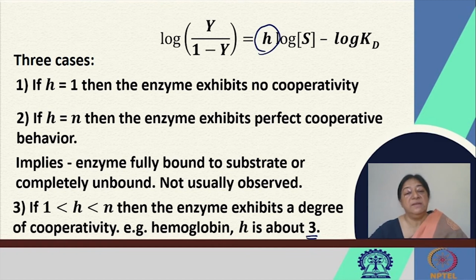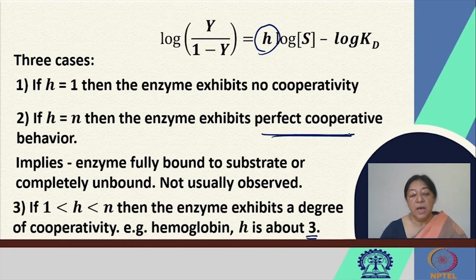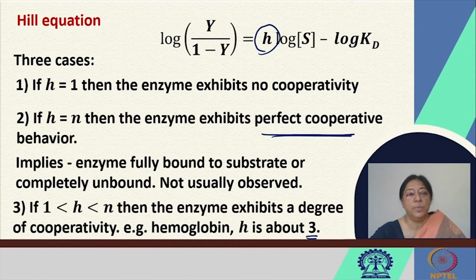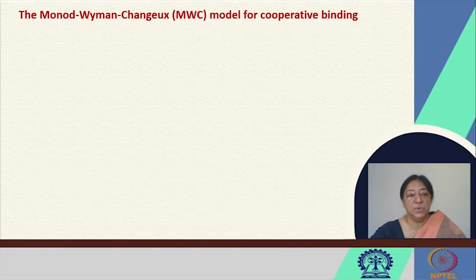Given that there are 4 such sites, we do not have perfect cooperativity, but we have a degree of cooperativity, indicating that when one oxygen molecule is bound to one of the subunits of hemoglobin, it facilitates the binding of the other oxygen molecules to the other subunits, giving us a specific degree of cooperativity. This we have studied before is the Hill equation.